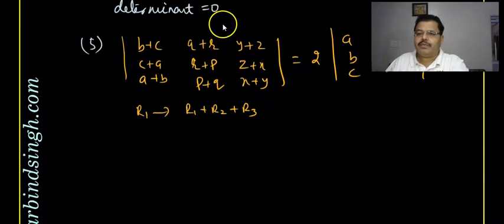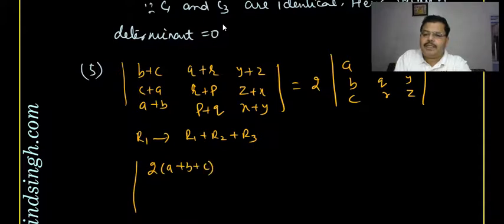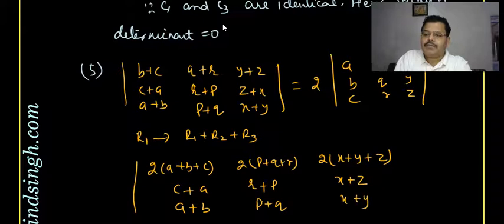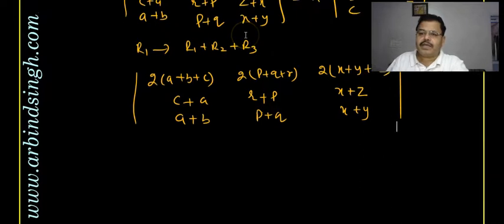In that case, what will happen? The first row will be 2 times A plus B plus C, 2 times P plus Q plus R, and 2 times X plus Y plus Z, and the remaining rows are C plus A, R plus P, X plus Z, and A plus B, P plus Q, X plus Y. So we can take 2 common from the first row.